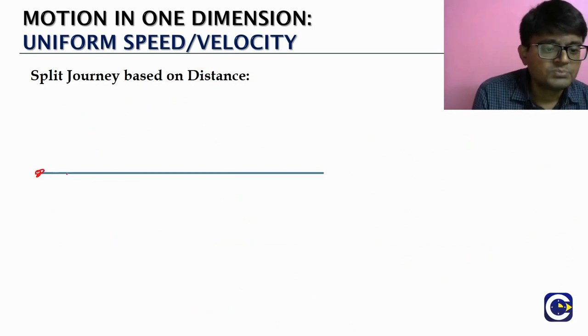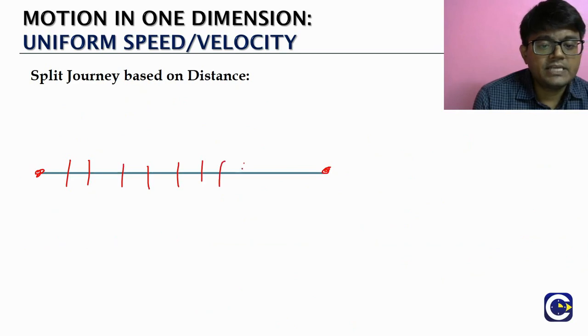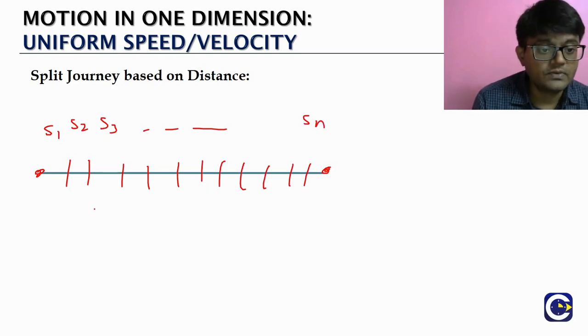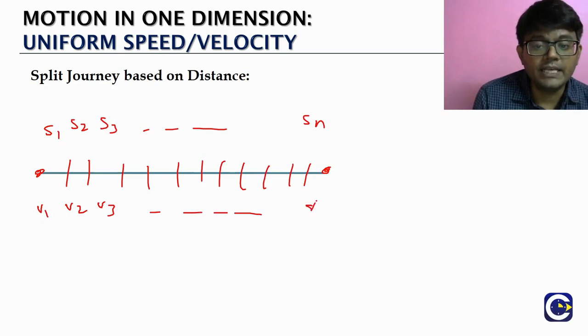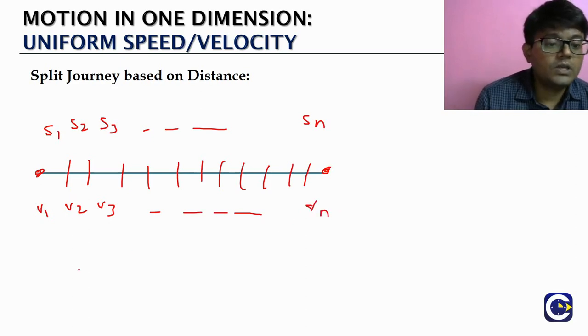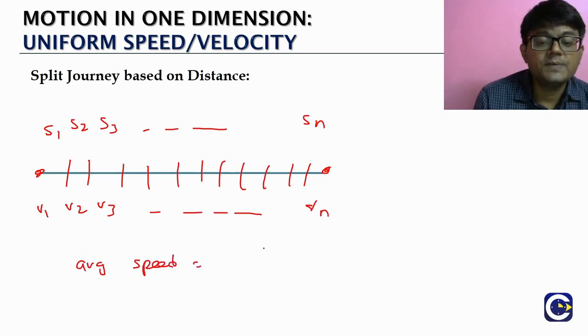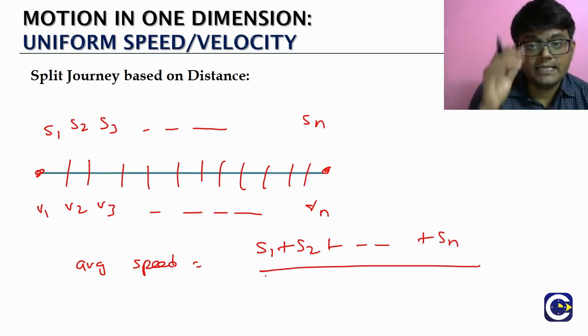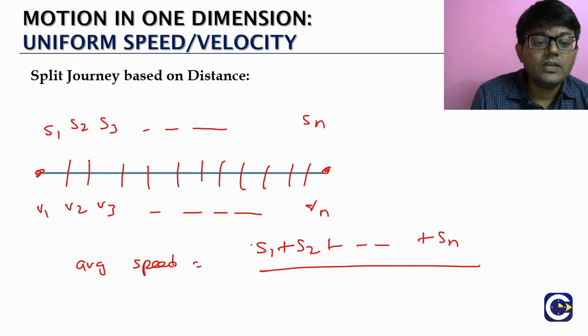Let us say we are dividing this entire journey distance into S1, S2, S3, like that up to Sn, and the corresponding speeds are V1, V2, V3, like that up to Vn. Now we'll go for the average speed formula. Average speed is the total distance covered, so we add S1 plus S2 plus S3, like that up to Sn, divided by the total time.